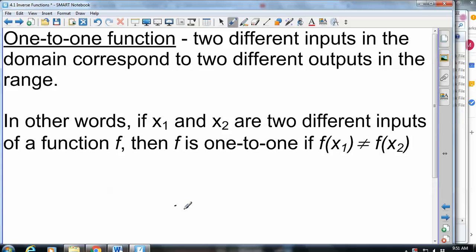Definition, one-to-one. We know if it's a function, x doesn't repeat. If it's one-to-one, that's like saying the y doesn't repeat. So in one-to-one, if you have two different inputs, two different x values, they're going to give you two different answers. You don't get the same y back. So I'm just going to say y never repeats. That's an easier way to think about it.